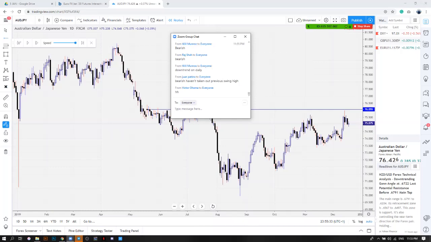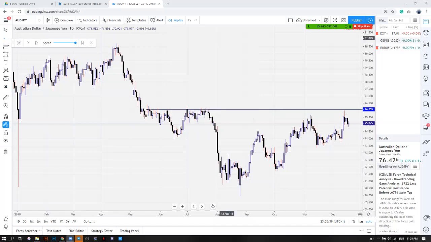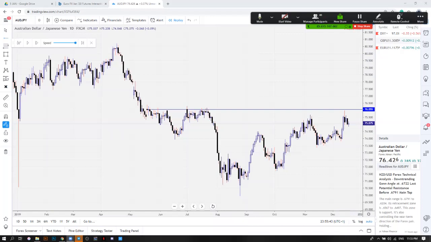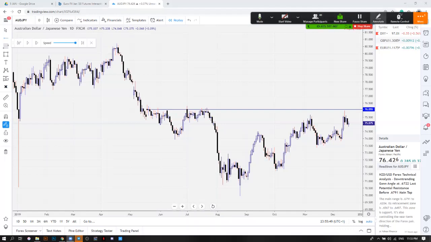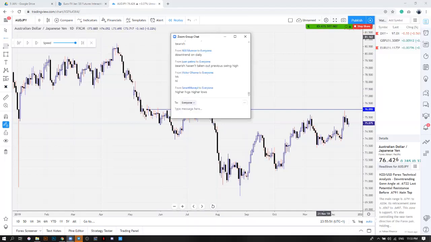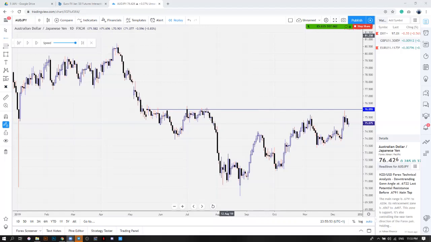Downtrend daily. Bearish. You guys who said bearish are all wrong. I was trying to just play with you guys. All psychology. We're obviously bullish. Even without using the daily EMAs, we're still bullish. Higher highs, higher lows.